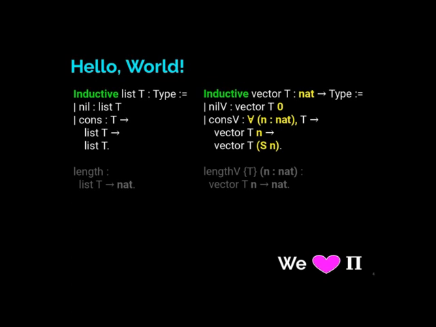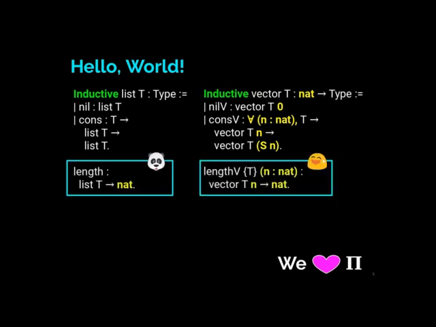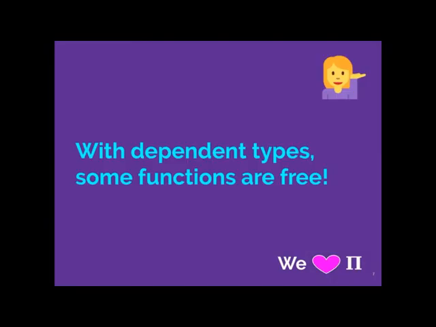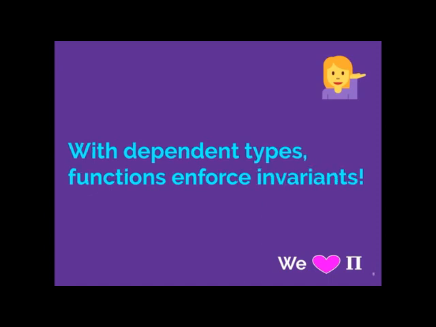So it means, for example, that whereas we'd have to write this length function over lists, it'd be pretty silly to write the same thing over vectors, because in order to have a vector as an argument, we already have to have its length. So this is one benefit of dependent types. They give us some functions for free. Now another benefit of dependent types is that they let us enforce invariants inside of functions.